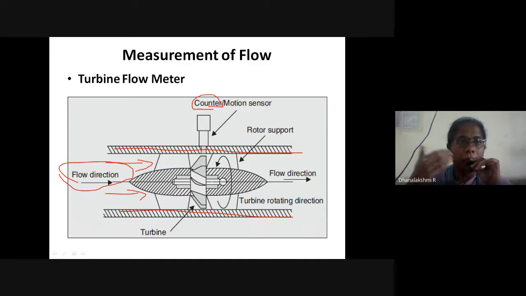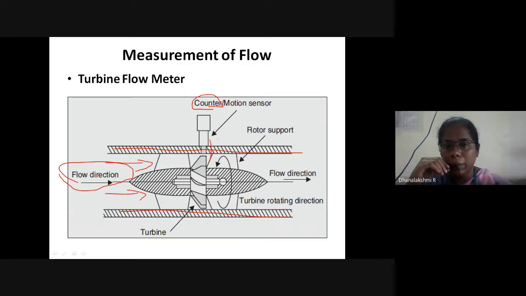As the turbine shaft is rotating, the magnet will be rotating along with it. The magnet and the pickup coil are connected externally, outside of this pipeline. We know that when a magnet is rotating, we get a rotating magnetic field. Before the flow of liquid, since the turbine is static, the magnet is also static, so we have only a static magnetic field.